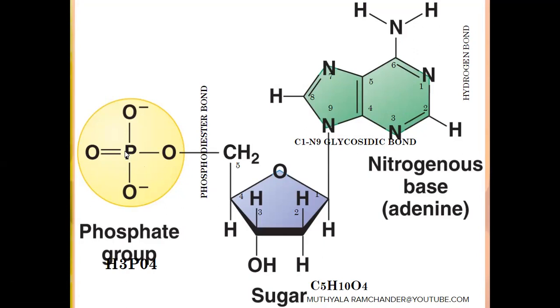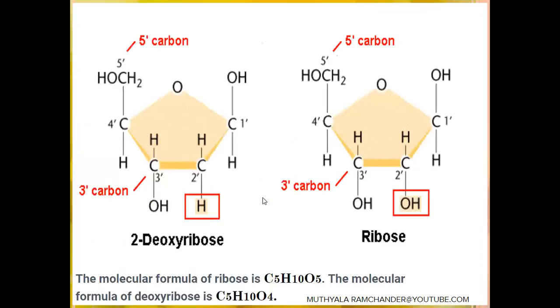Every phosphoric acid is connected with sugar molecules by ester bonds. Each phosphoric acid is connected with two sugar molecules by two ester bonds. So these ester bonds are also called phosphodiester bonds. Phosphodiester bonds are present between phosphoric acids and sugar molecules. Mainly, the sugar molecules are two: deoxyribosugar and ribosugar.